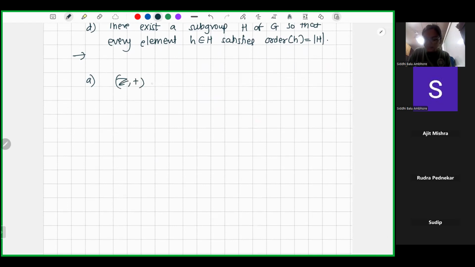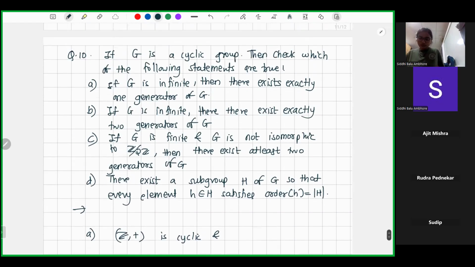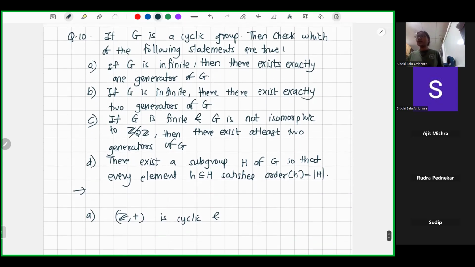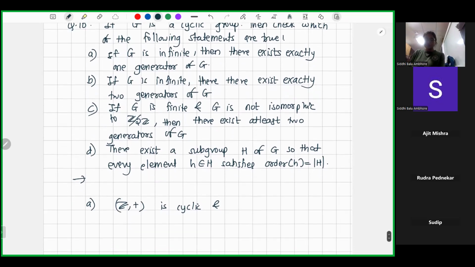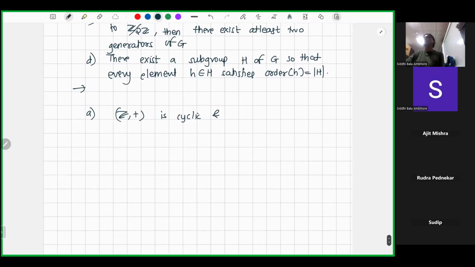We know that Z plus is cyclic. An infinite cyclic group should have an infinite cyclic subgroup. Thus, they have infinite generators, must have two. Yeah, exactly. So first of all, the first one is wrong.